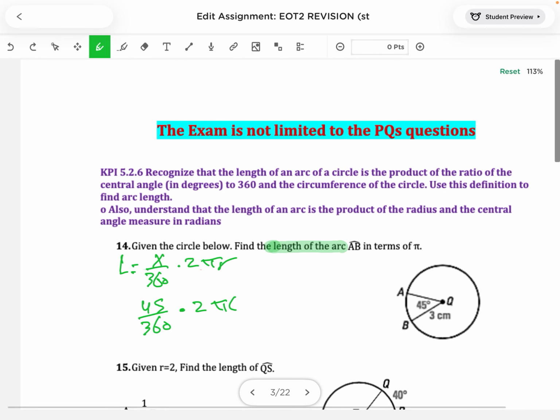And they need the answer in terms of what? Of pi, so it will be much better. 45 over 360 times 2 times 3. 3 over 4. So the answer will be 3 over 4 pi.